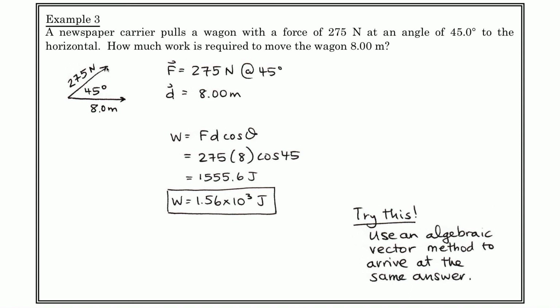And the dot product shows you that, of course, when the displacement has 0 i-hat direction, any i-hat unit of force is going to be wasted. It's wasted force because it doesn't do anything to help move this along. Okay? So try this using an algebraic vector method, and you'll arrive at the same answer.